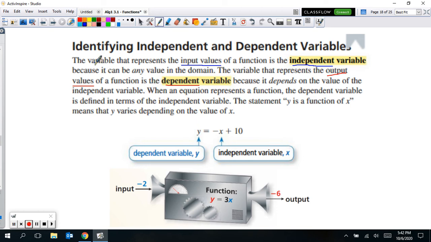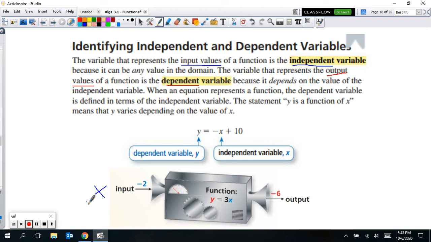They are the independent variables, the input values, because it can be any value in the domain. So right here, you can pick any number you want to plug in for x. We can pick -2. Okay, we plug that in, we get -6. We can pick any number we want for x to plug in. We can pick 0, we can pick a fraction, we can pick a decimal, it doesn't matter.